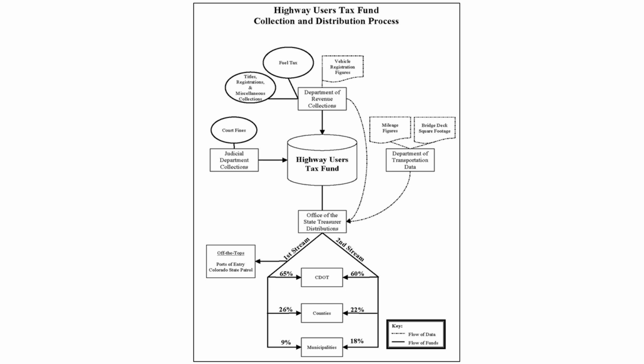Shown here is a diagram of the flow of data and funds into and out of the Highway Users Tax Fund. Registration fees, fuel taxes, and other monies enter the fund and are then redistributed back out to state and local governments based on allocation criteria described in the statute.